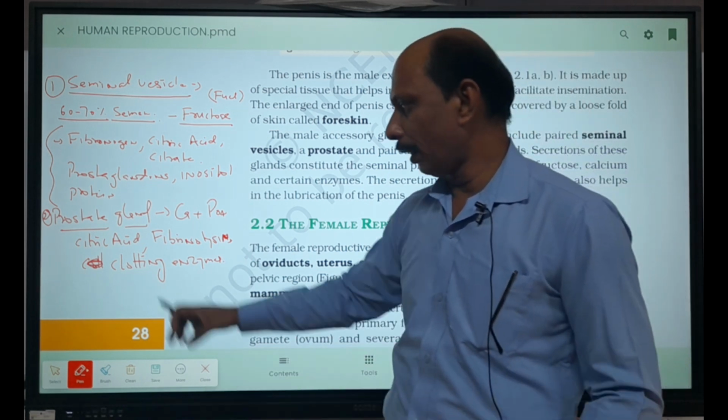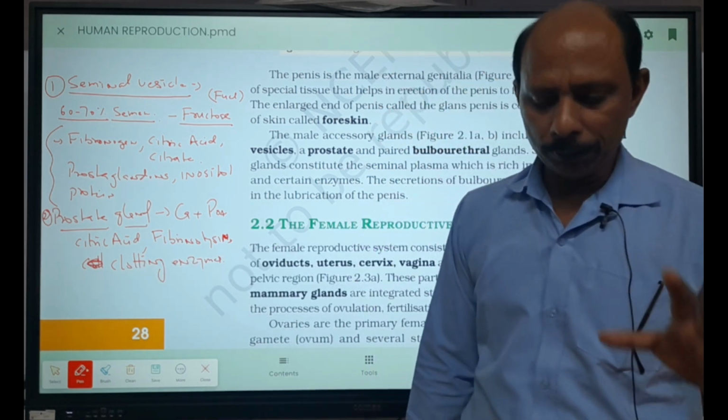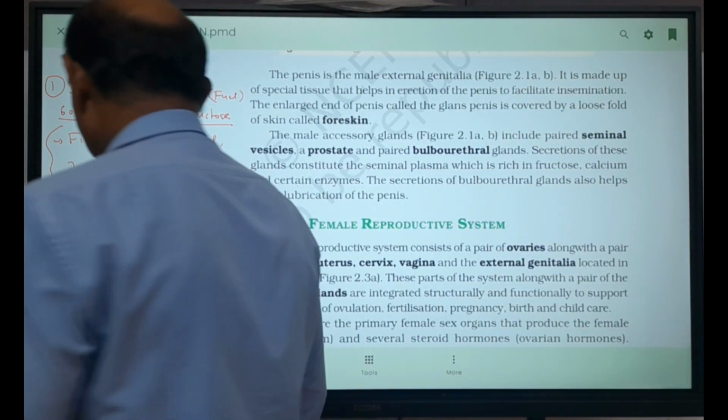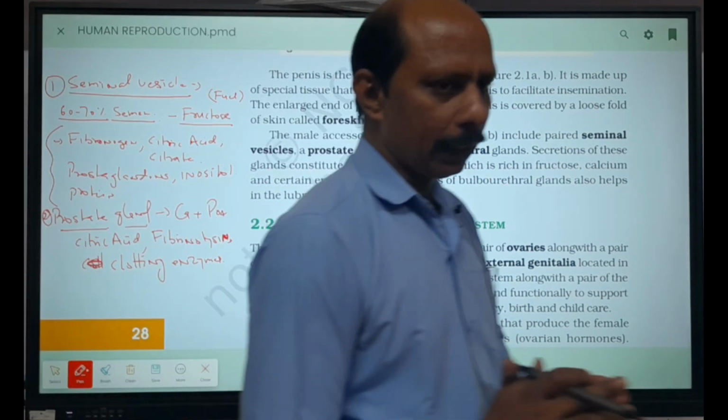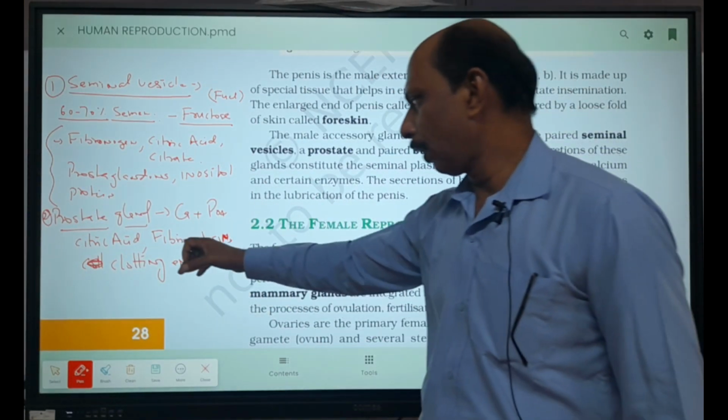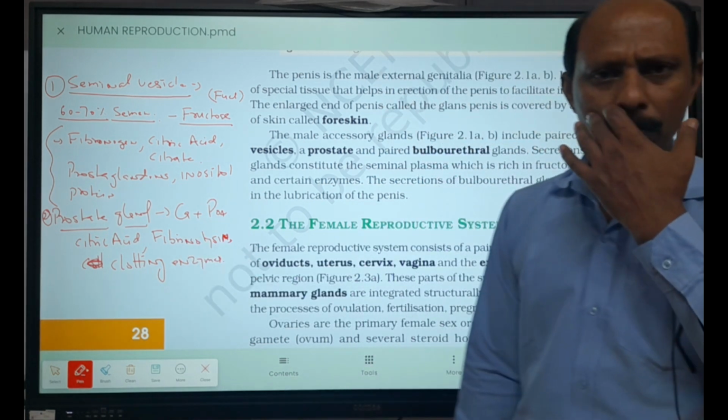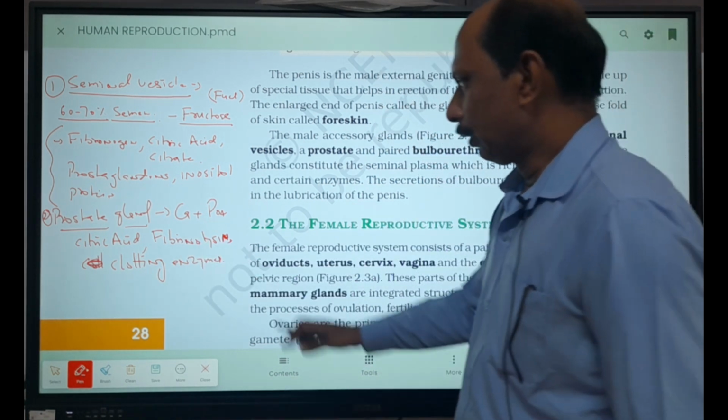And after some time, when the sperm comes into the vaginal tract, due to the presence of fibrinolysin, this clot is broken down, right? And when it is liquefied, after liquefaction, what happens? The sperms start movement, right? So this is the prostate gland.